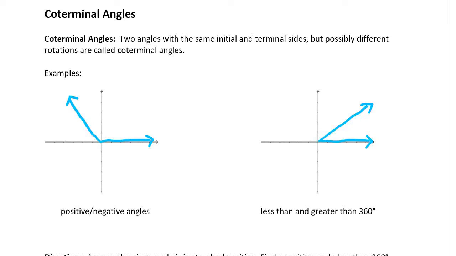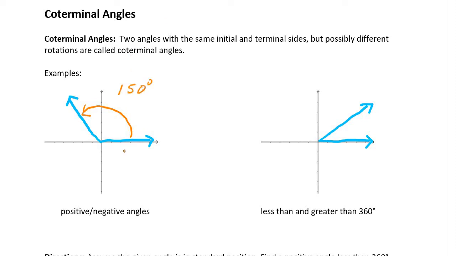The first example that I'm going to look at is an example of positive and negative angles. Normally, when we look at an angle, we consider it with the initial side being on the positive x-axis and a rotation counterclockwise. So we would be looking at this angle, and let's say that this is about 150 degrees.